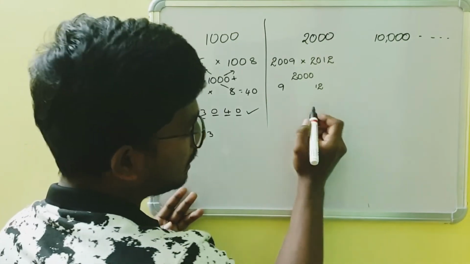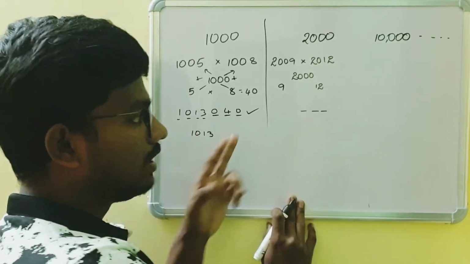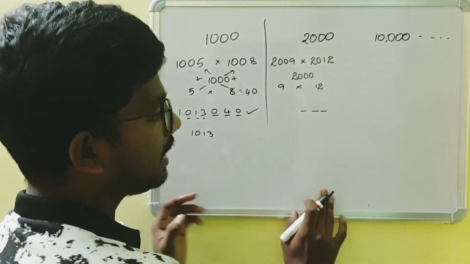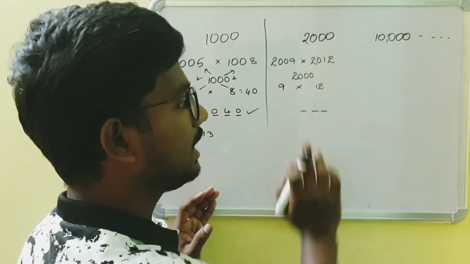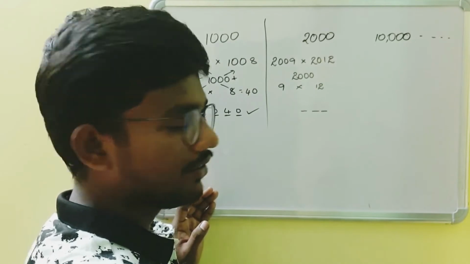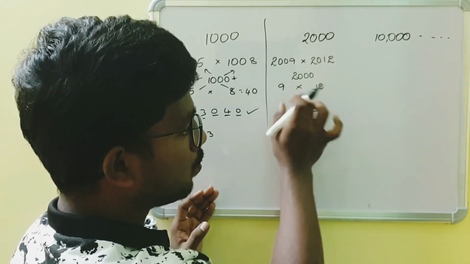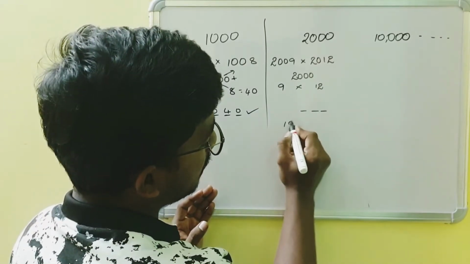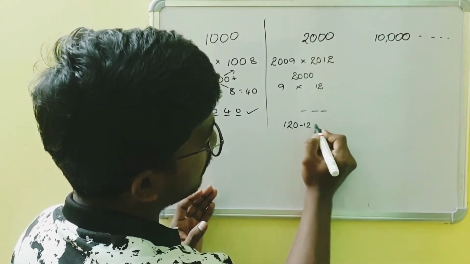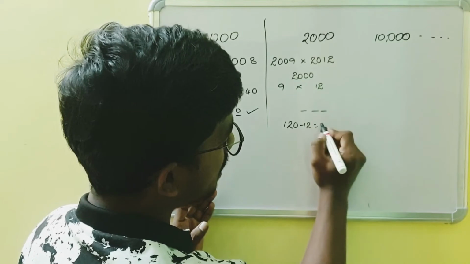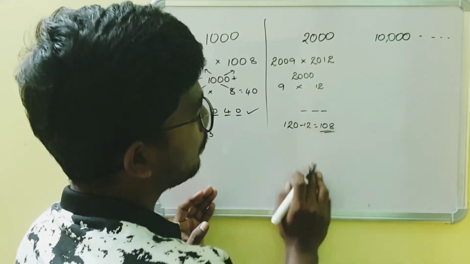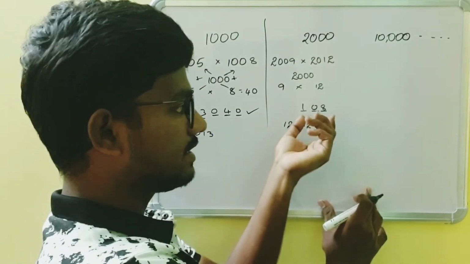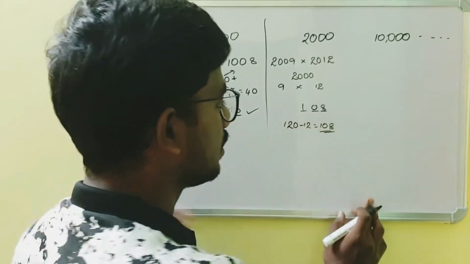So to obtain the last three digits of my required value, I have to multiply both the differences. See, for multiplying 9 with 12, I will take 12 into 10, which is nothing but 120. So I have to remove 12 from 120. So by subtracting 12 from 120, I will get 108. Okay, so 12 times 9 is 108. So the last three digits of our required value is 108.